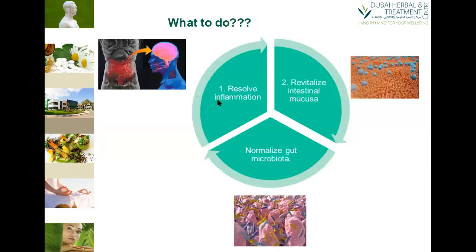What do we need to do for that? First of all, we need to resolve the inflammation. It means we need to work on our stress, we need to work on our lifestyle, and we need to decrease the inflammation of our gut. First of all, this. Second, we need to revitalize our intestinal mucosa. And third, we need to normalize our gut microbiota. We need to normalize our gut bacteria living in all our intestine.